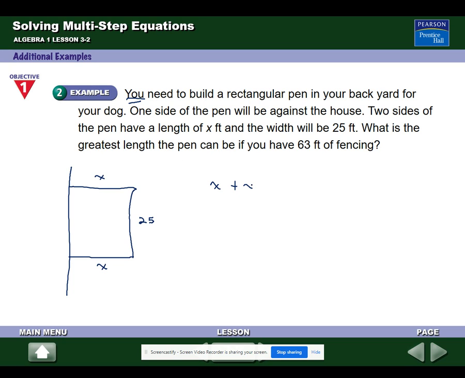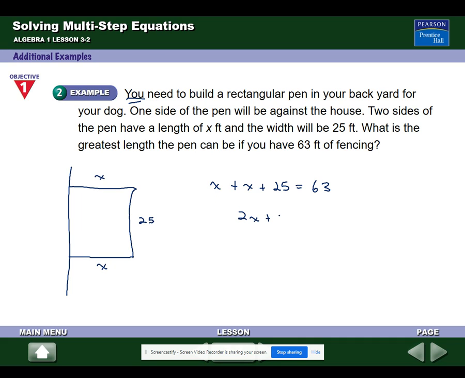x plus 25, your 3 sides that aren't against the house, equals 63. We want to use the maximum of the fencing, so it's not an inequality. It's equal to 63. And they do that just so you can see that, again, you're going to combine like terms.